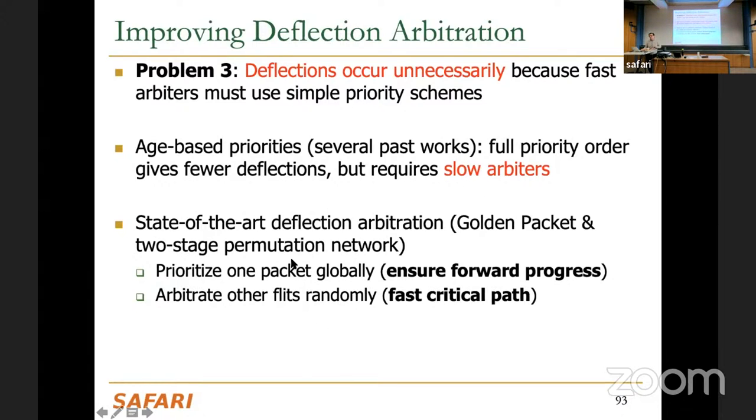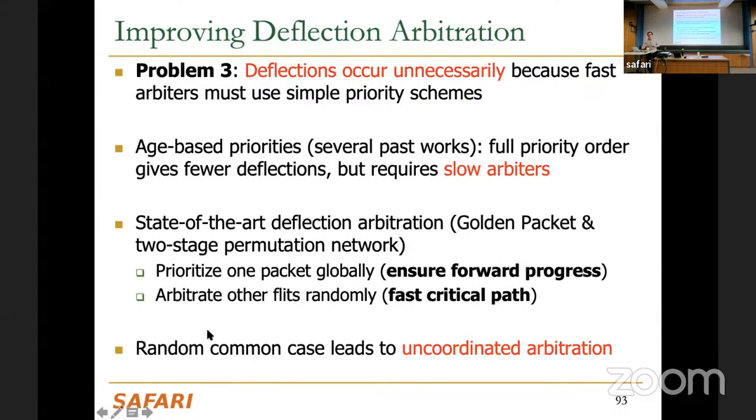And the deflection arbitration that we discussed is what we showed earlier, right? The CHIPPER router has a golden packet and a two-stage permutation network. This is good because it has a fast critical path. Unfortunately, the common case is random selection over here. The golden packet prioritizes one flit that's golden. Most of the time, most of the routers don't have a golden flit, meaning most of the time you're doing the routing randomly, which is not good. So being a little bit more intelligent is a good idea. Essentially you have uncoordinated arbitration within a router, because a router also consists of multiple switches, which are 2x2 crossbars. All of them are uncoordinated, and certainly the routers are also uncoordinated with each other.